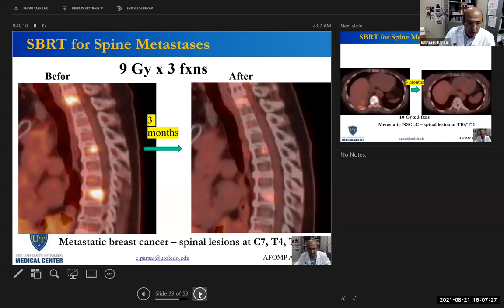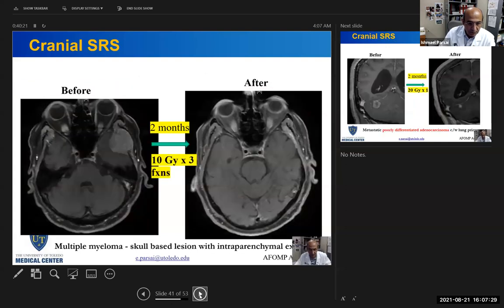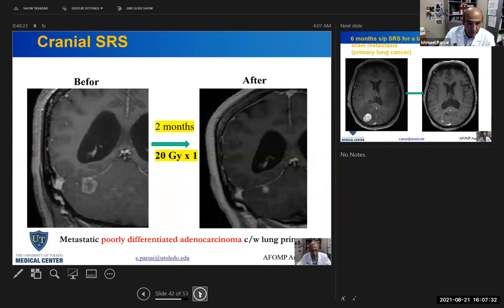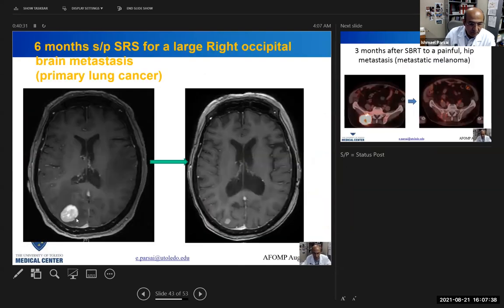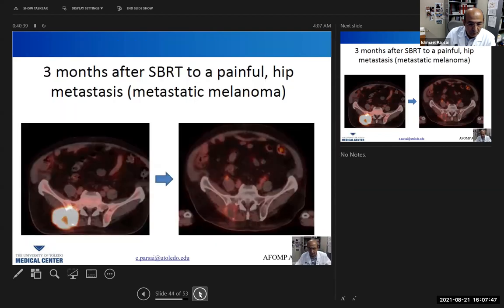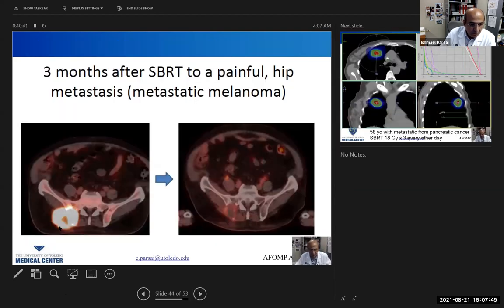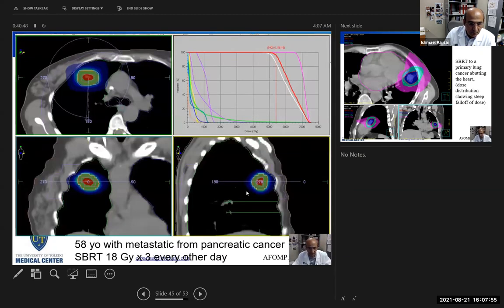Let me quickly go over these. This is just showing 2 months later, 20 gray times one fraction, this lesion again. Again, this lesion disappeared here after 3 months. I didn't put that here, but it is also gone, I think after 6 months, I'm sorry, later. 3 months after SBRT to a painful hip, you can see that here. And it's gone. Look at the dose distribution and the dose fall-off.